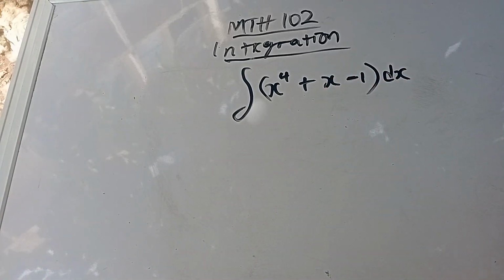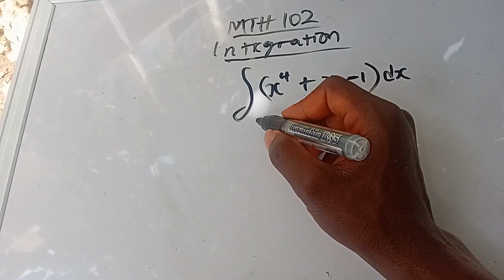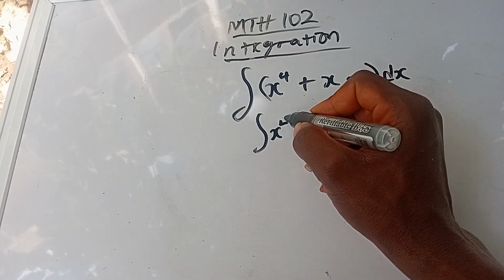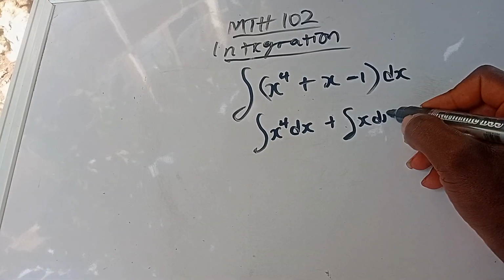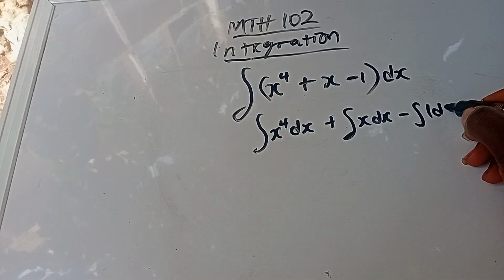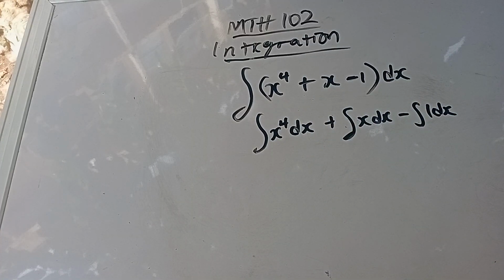You can solve it directly, no problem. You can begin to integrate directly without splitting. At the same time, you can split it into the integral of x raised to power 4 dx plus the integral of x dx minus the integral of 1 dx. You can split each because it's addition and subtraction. The only time you cannot split like that is if it is multiplication or division.